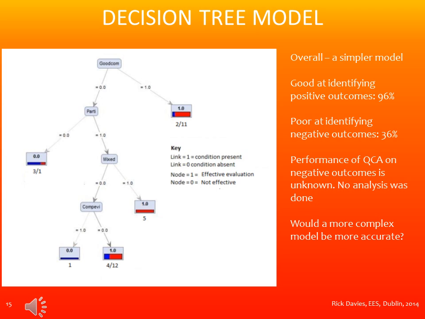We don't know the performance of the QCA model because they didn't analyze or identify configurations that were associated with negative outcomes. So the question here is, while we've got a nice simple model, whether this level of accuracy is sufficient for the purposes needed or not, and whether a more complex model might give us more accuracy.